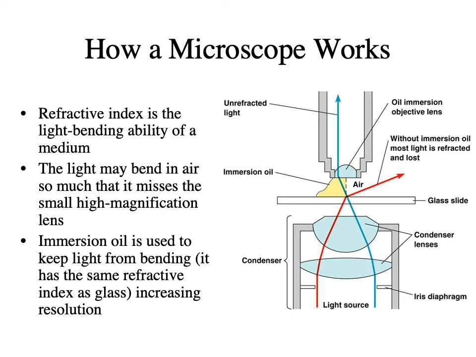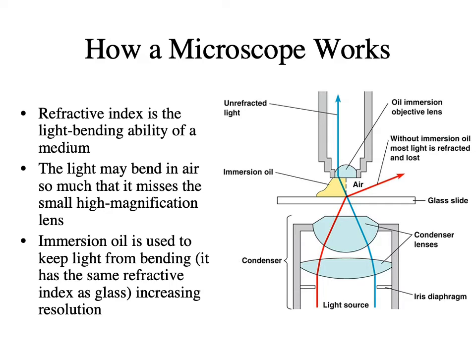On this slide, what you need to know is the refractive index. The refractive index is the light bending ability of a medium. You want the light to be able to come to a pinpoint. And sometimes the light may bend in air and it misses where it's supposed to be going, and you have to find a way to narrow down this refractive index.